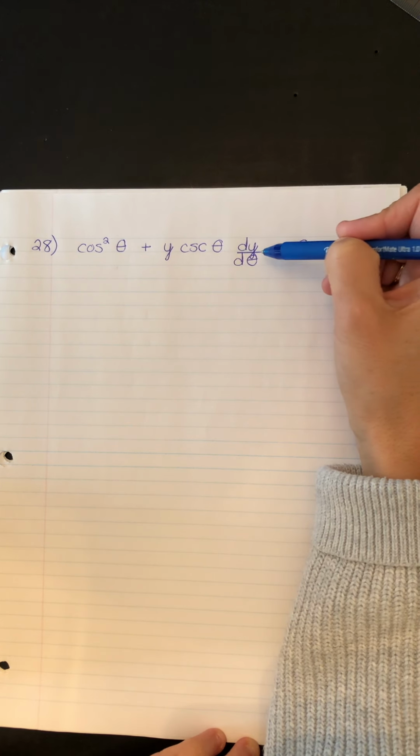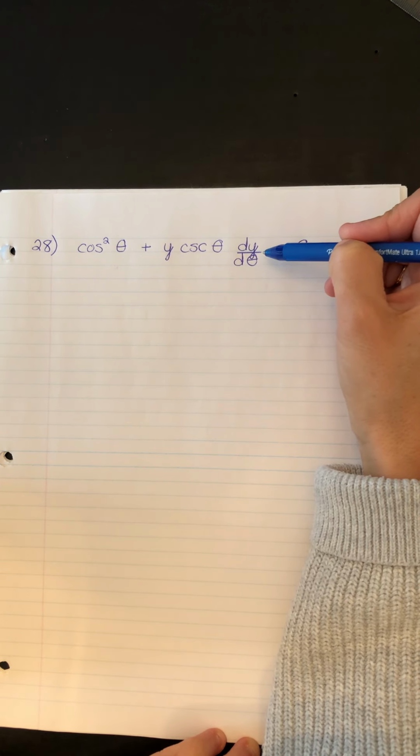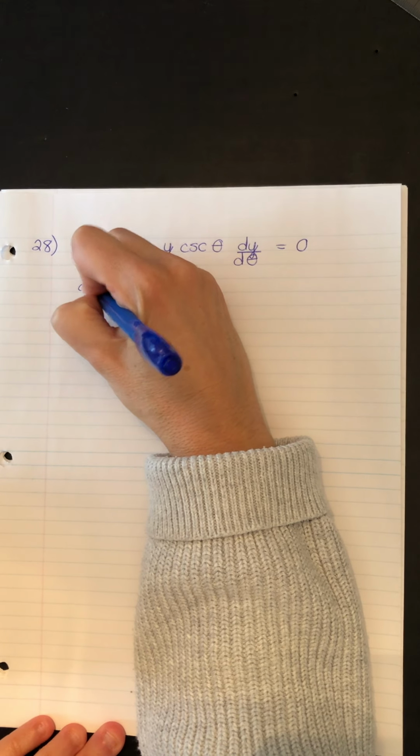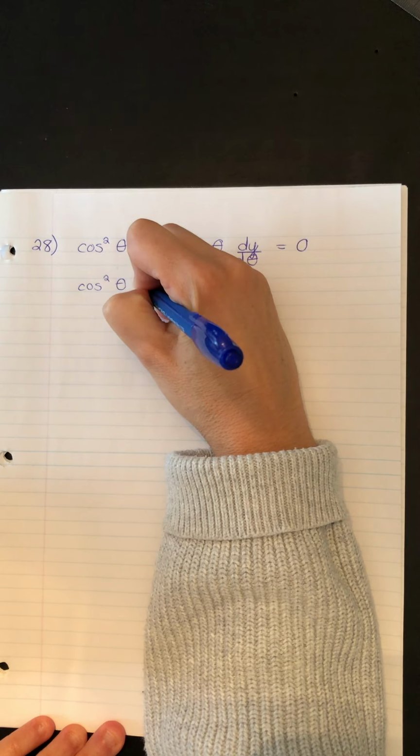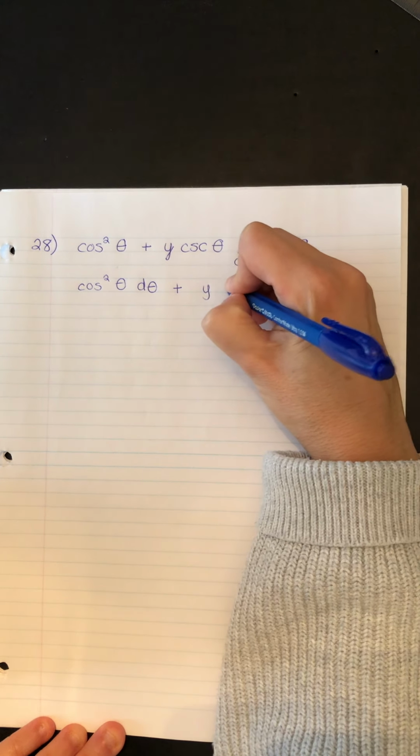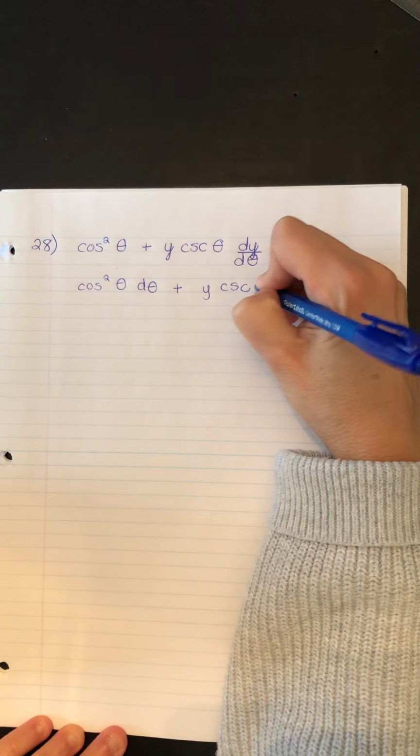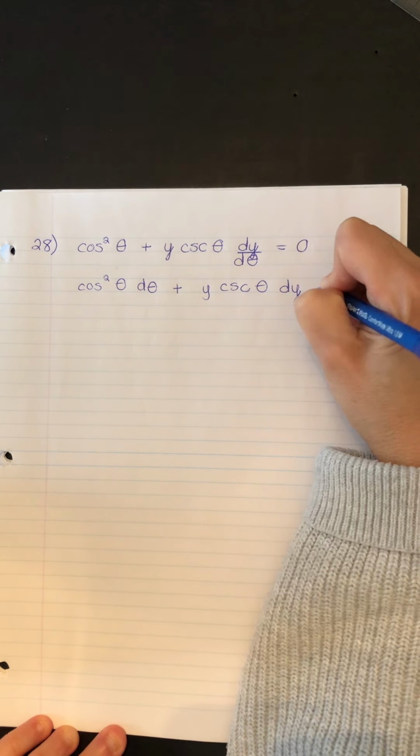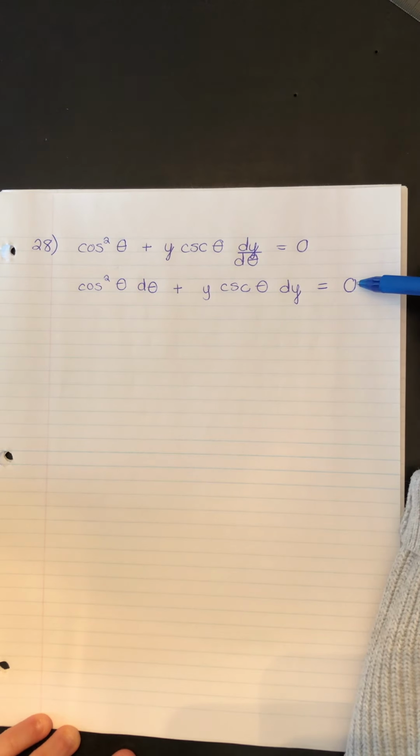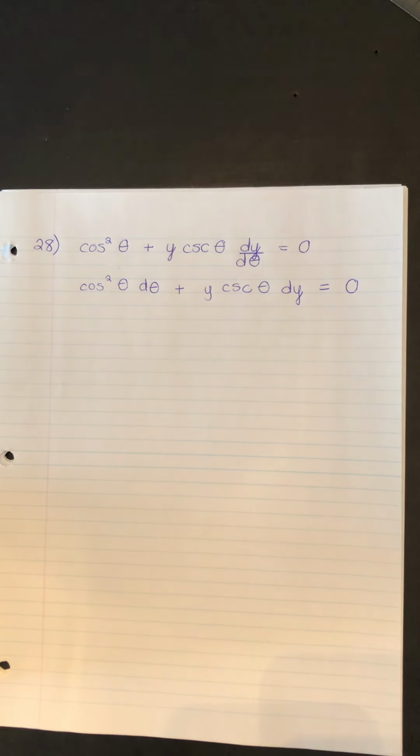So we start by multiplying the terms by d theta. So that will look like this. Cos squared theta times d theta plus y cosecant theta dy is 0. This remains 0 because even multiplying 0 by d theta would not change it.